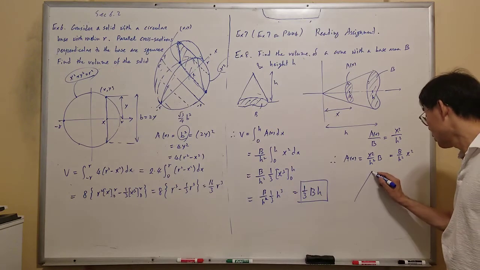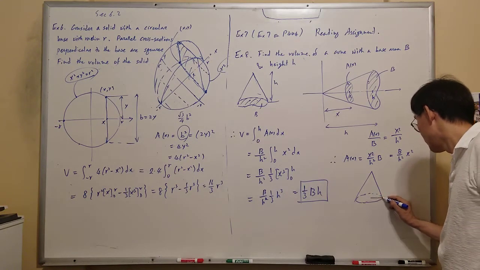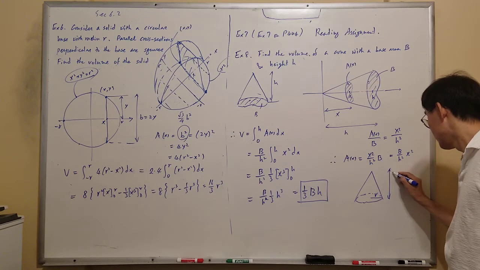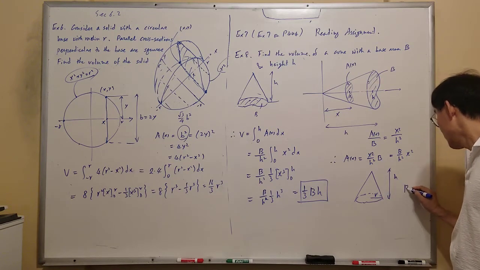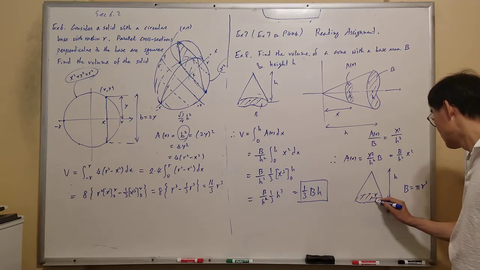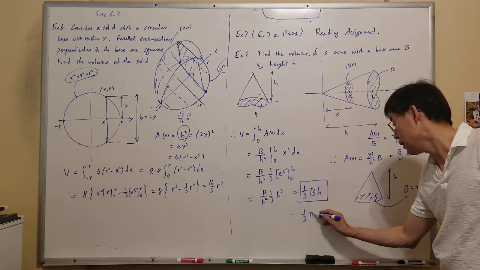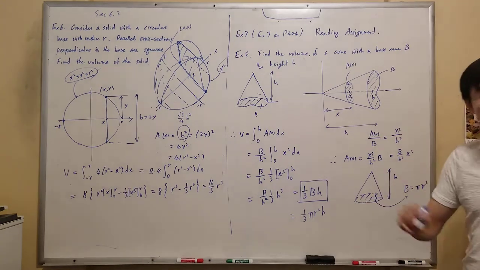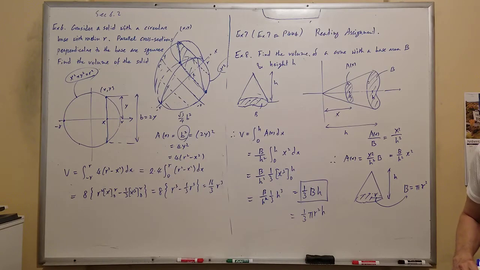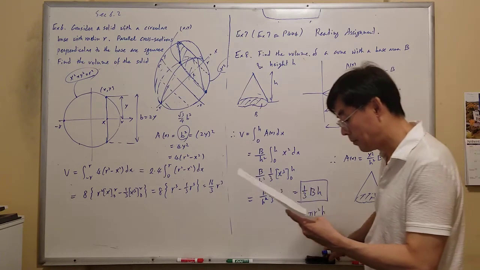So if you have a circular cone, your base area is circle area, pi r squared. Therefore, volume will be 1/3 pi r squared H. That's precisely the volume formula of a circular cone. Okay?